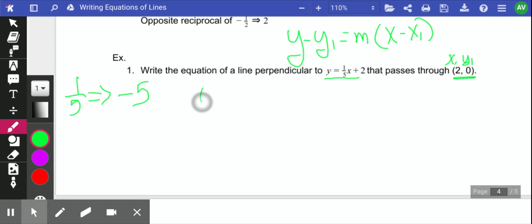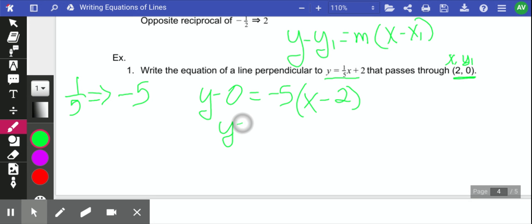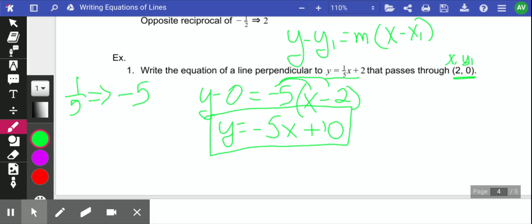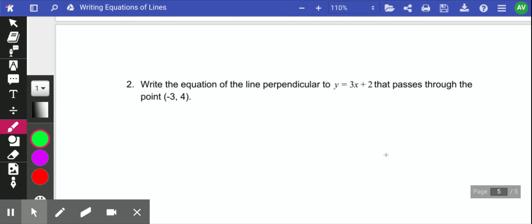So when I plug it in, I'll have y minus 0 equals slope -5 times x minus 2. Y minus 0, of course, is just y. -5 times x is -5x. -5 times -2 is +10. And that is the equation of our line. Okay? Let's try it again.